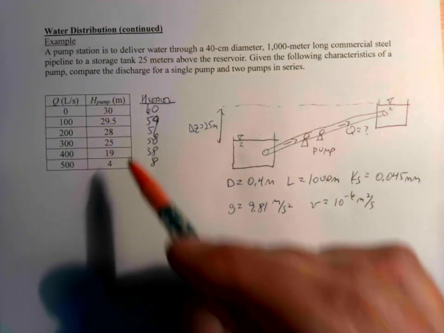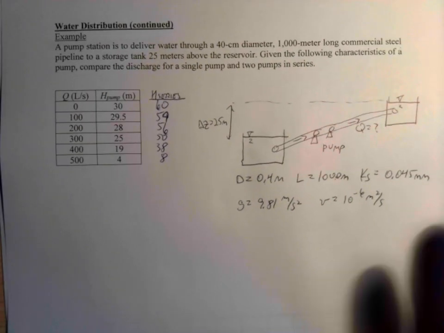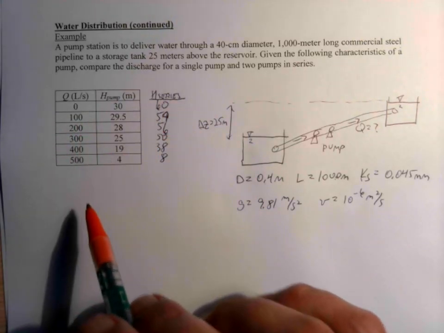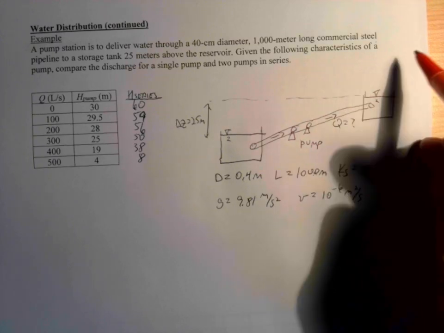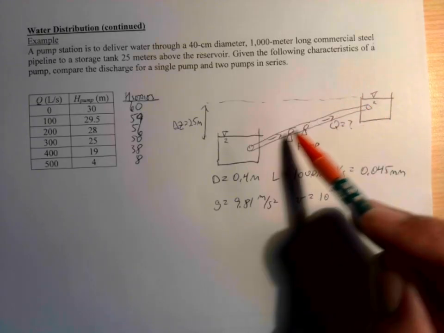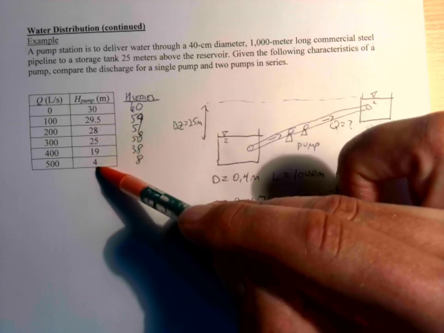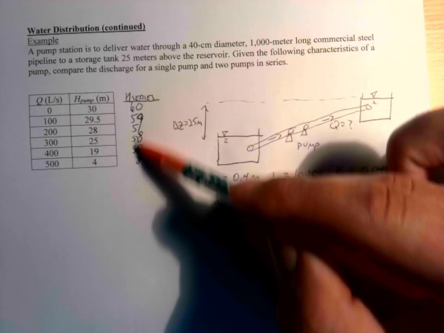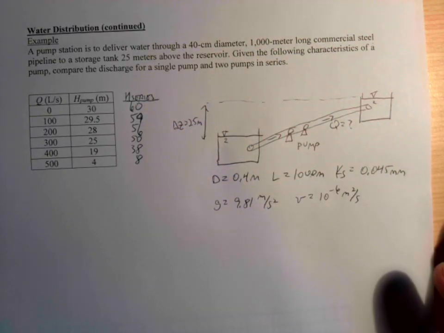Okay, so what we need to do is plot the pump curve here, given this operating data, and then we also need to plot what we call the system curve. That is the amount of head that is required to push water at different flow rates here. The intersection point with this curve will tell us where the one pump will operate, and the intersection point with this curve will tell us where the two in series will operate.